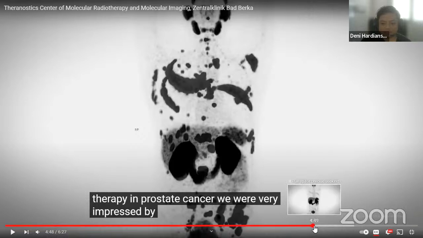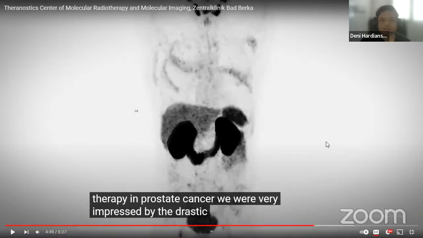Then you can see here, this is the result. Amazing, right? It is almost clean, 100%. We never know, maybe there's still some small tumor, but most of the very bad tumor is already gone.